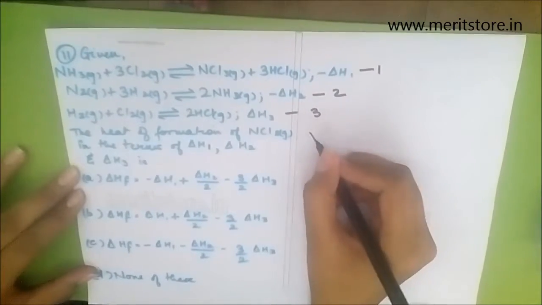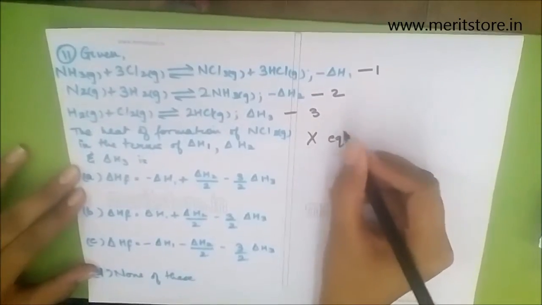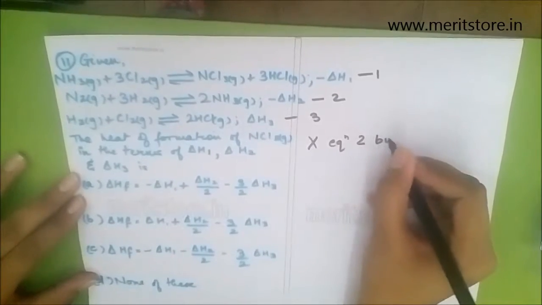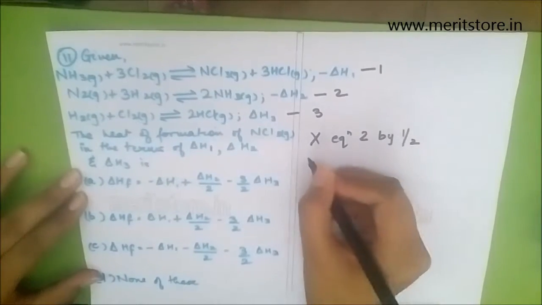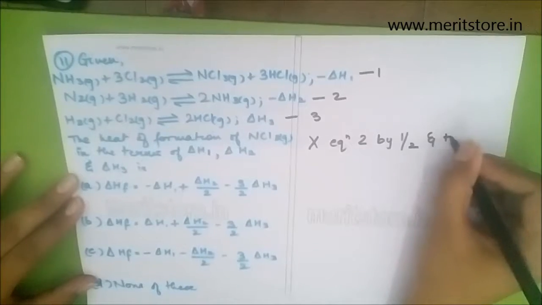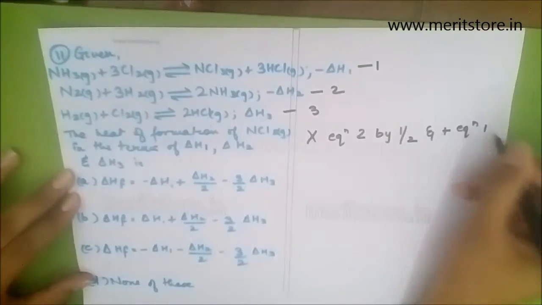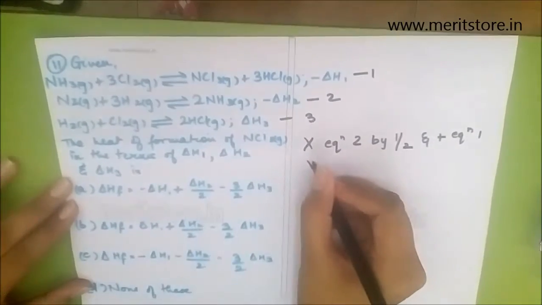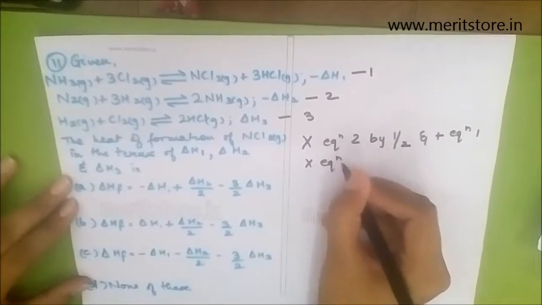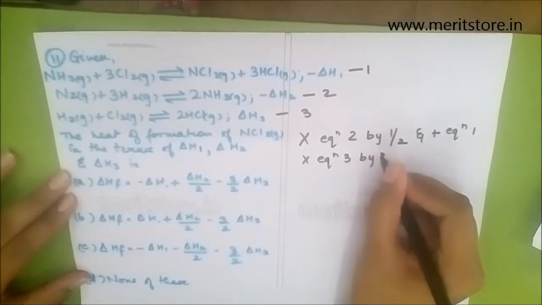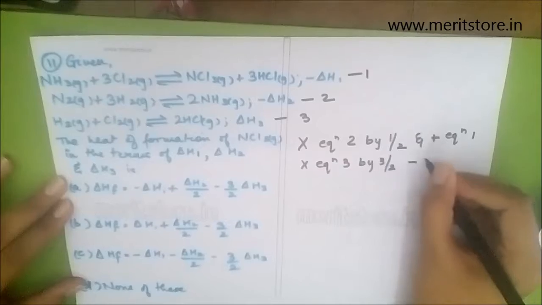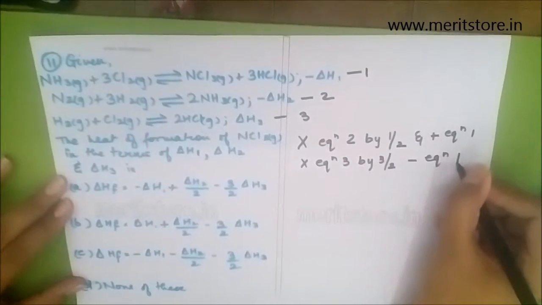Now we have to multiply equation 2 by half and add to equation 1. We have to multiply equation 3 by 3 by 2 and subtract from equation 1.